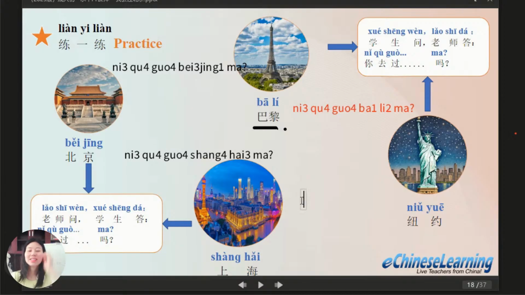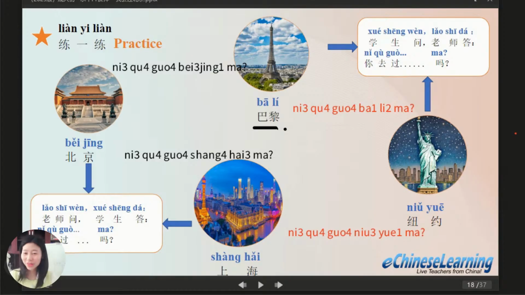So the last one is New York, right? New York in Chinese we're going to say 纽约. So the question sentence will be 你去过纽约吗？你去过纽约吗？ I think that's easy, right?